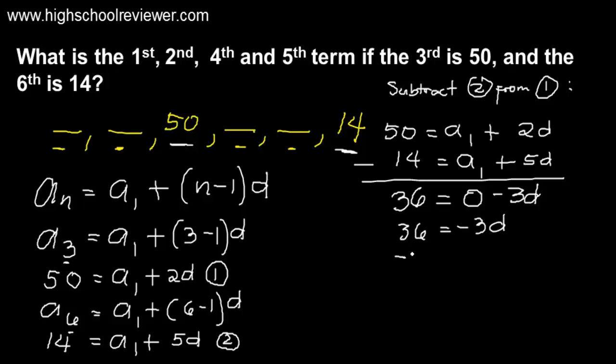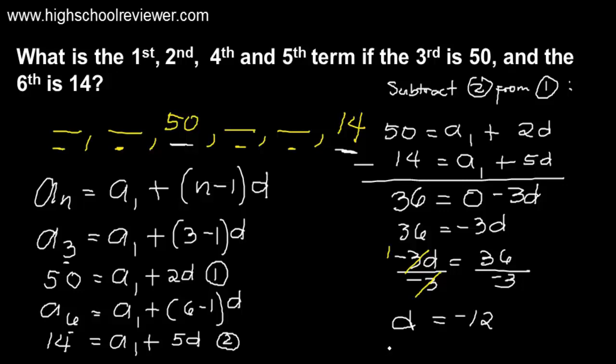We can rearrange this and write it this way: negative 3d equals positive 36. To find d, we need to divide both sides of the equation by negative 3. Negative 3 divided by negative 3 cancels out and is equal to 1, and 1 multiplied by d is d. So d equals 36 divided by negative 3, which is negative 12. So we have our d here, which is equal to negative 12.